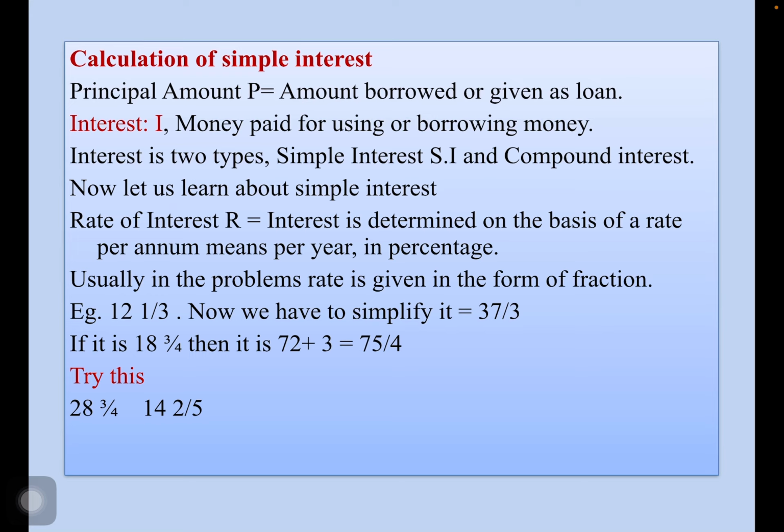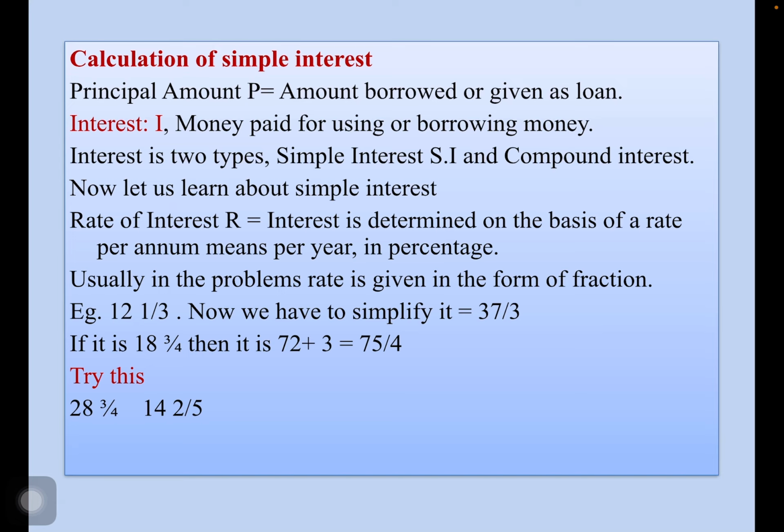Interest is of two types: simple interest, which we usually represent as SI, and compound interest. Now, we are going to do only simple interest problems. In calculation of simple interest, the important concepts are principal amount P and simple interest SI. Next, the interest is determined on the basis of rate per annum. Per annum means per year, in percentage. That is represented by capital letter R. So, R means rate of interest.